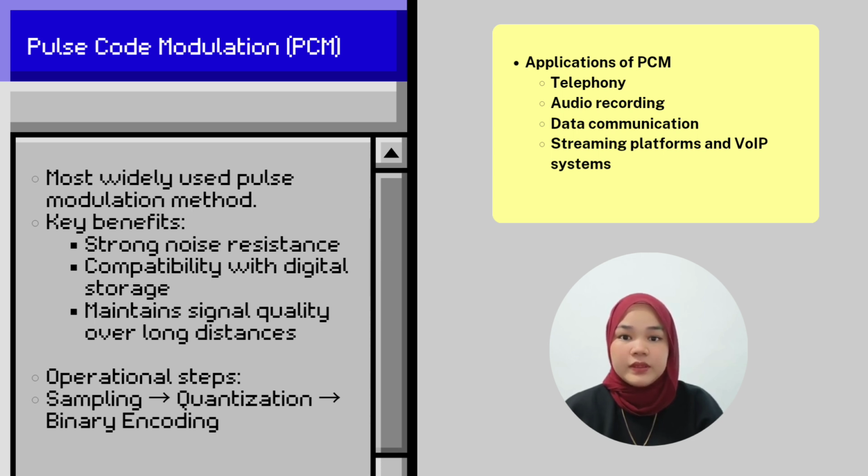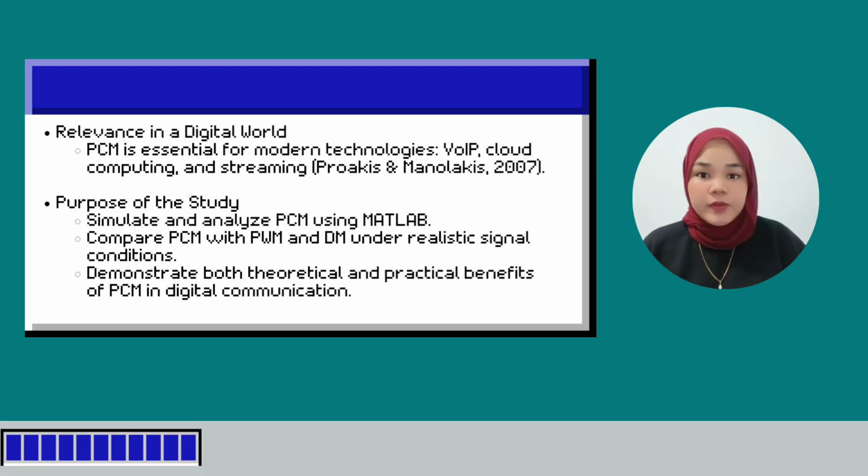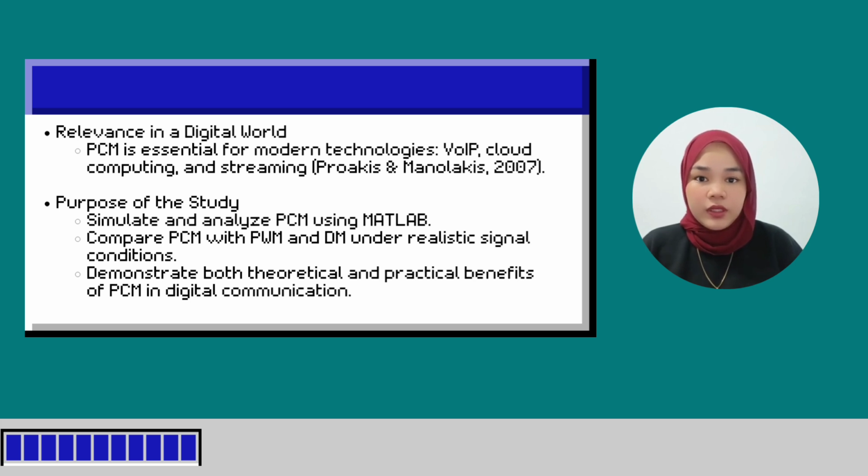First, we sample the signal, then we quantize it, and finally, we encode it into binary form. PCM is essential for today's technology, including voice over IP, cloud computing, and online streaming. That's why it is such an important part of modern communication systems.